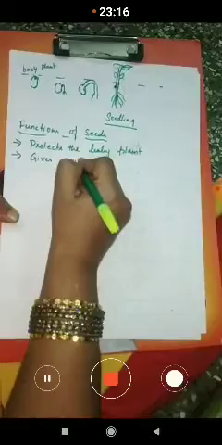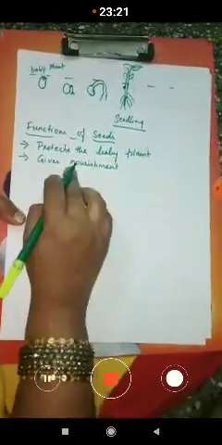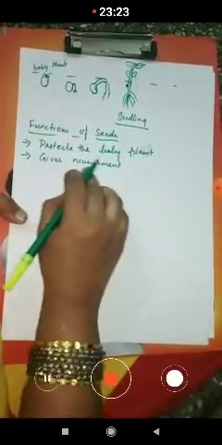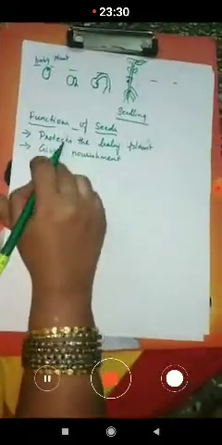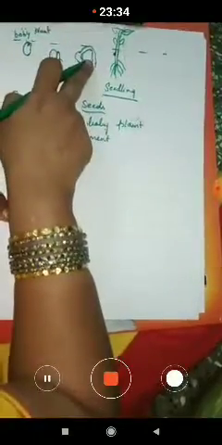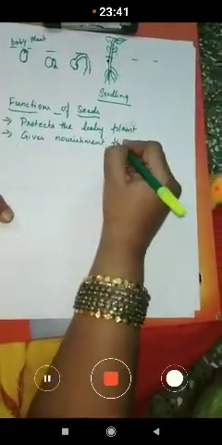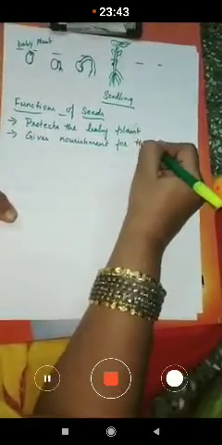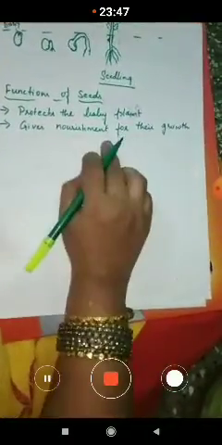That is, nourishment is nothing but it helps. It gives nourishment, meaning the food material, the food material which is present in the cotyledon. So it gives nourishment for the growth of the root and for the growth of the shoot. So the seed gives nourishment for the growth and development of a young plant.